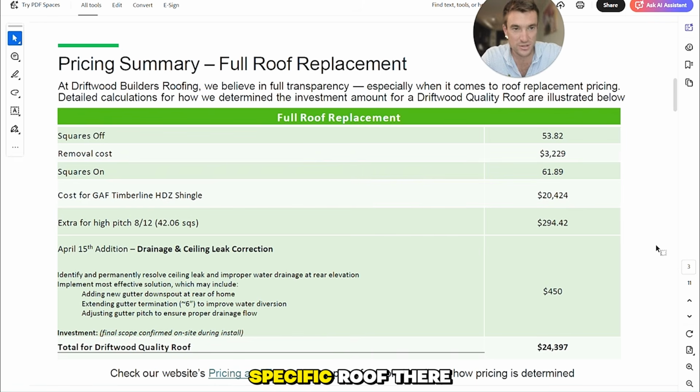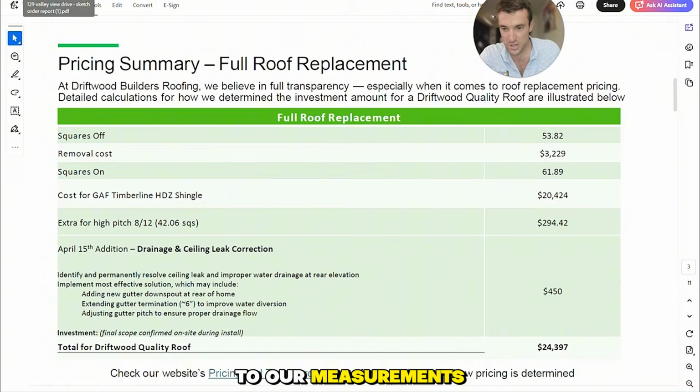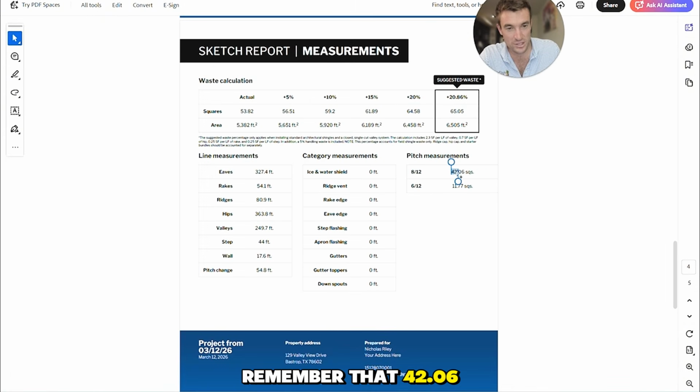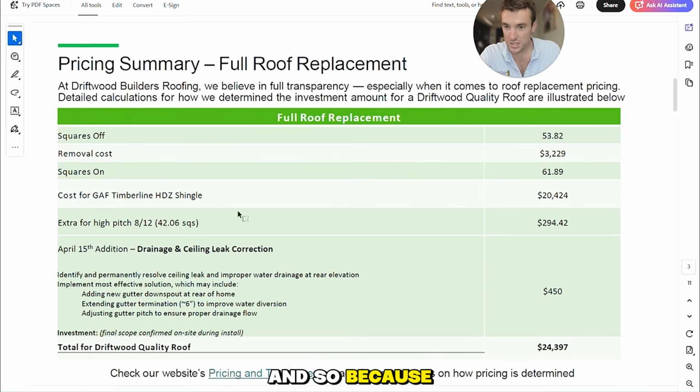However, with this specific roof, there were two small extras. So the first extra we have here is the addition for a high pitch. So going back to our measurements, remember that 42.06 squares were steeper than usual. And so because 42.06 squares are steeper than usual, I added an additional $294.42 to my estimate. And then for this specific customer, there was a drainage problem.